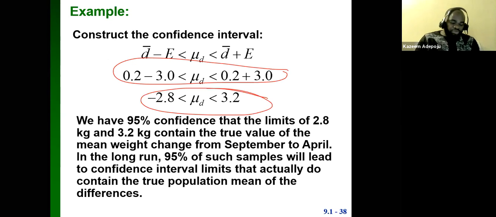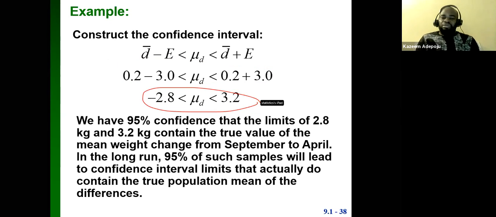Now, if you take a look at the interval right now, the true value of the mean of the difference actually lies between minus 2.8 and 3.2. And of course, you can see 0 lies in that interval. Okay, and when zero lies in the interval, then it means there is no significant difference between the mean weight of the freshmen in the college in the 2 months considered. Okay, there's no significant difference because of the fact that the interval actually included 0.